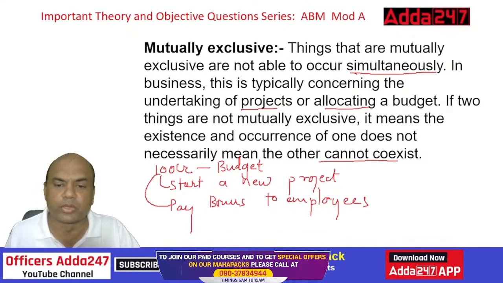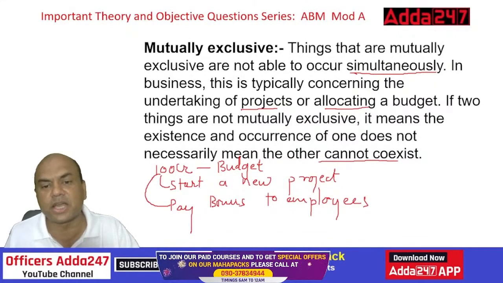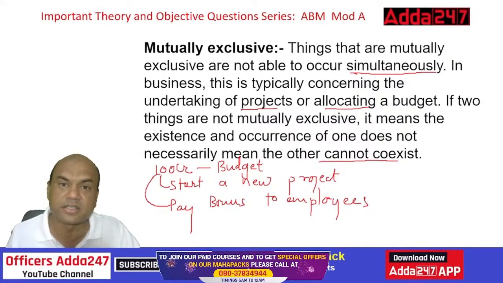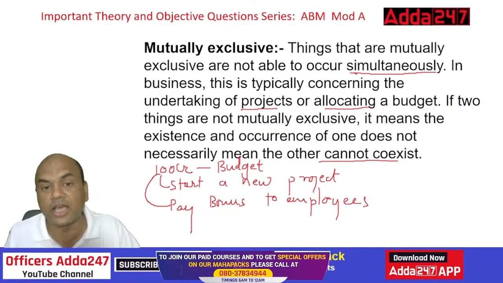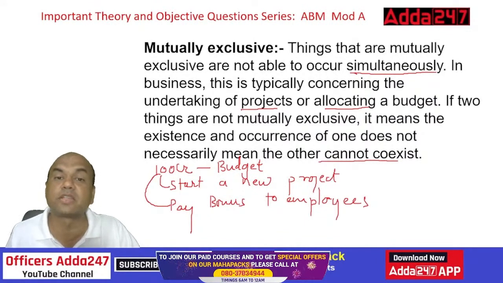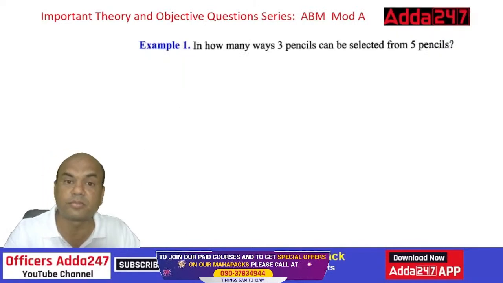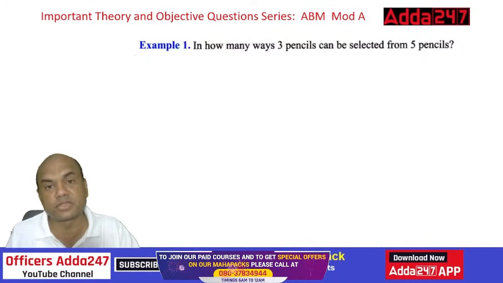Here, bonus to the employees is a regular feature. Starting a new project is a regular feature. So it doesn't mean these two do not coexist. They exist. But I don't have funds. I have funds for only one project today. So either I can do this or I can do this. So this is known as a mutually exclusive event. Okay. Very important one. Now let's see some examples, numericals.